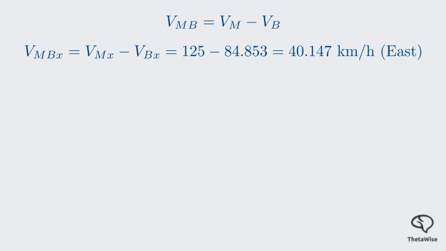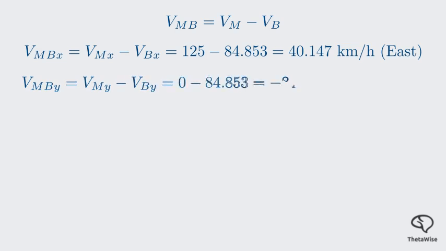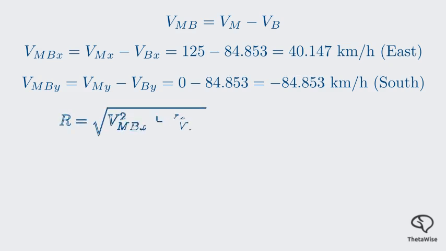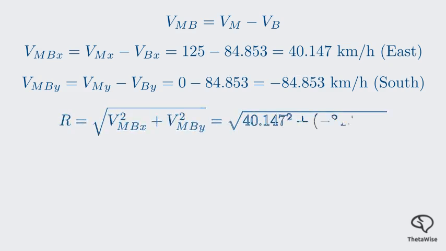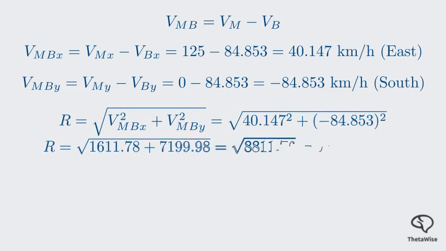The vertical component of the relative velocity is the vertical component of m minus the vertical component of b. Vmby is 0 minus 84.853, which is negative 84.853 km/h. This component is negative, so it's directed south. We now have the two components of the relative velocity vector. Just like before, we can find the magnitude using the Pythagorean theorem. The magnitude of the relative velocity, r, is the square root of 40.47 squared plus negative 84.853 squared. This gives us 93.871 km/h.